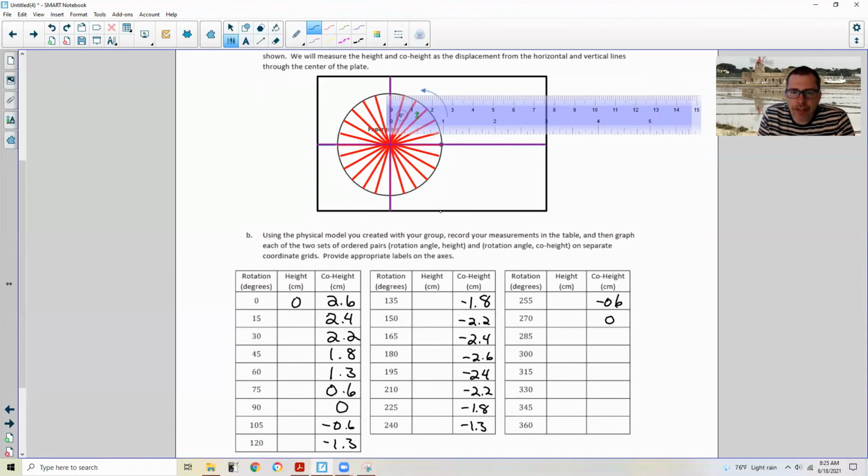All right, so then 285, here's 270, 285 is here. It should be the same as this, but it's positive. So that's going to be 0.6, 1.3, 2.2, 2.4, 2.6, and 0. No, what did I do wrong? 0, negative 0.6, 1.3. I missed 1.8.